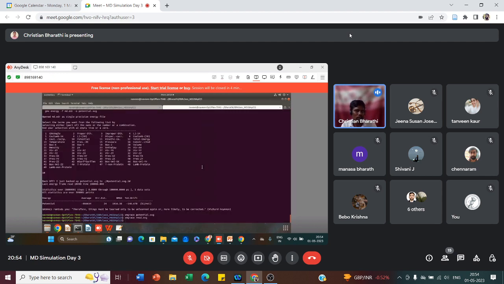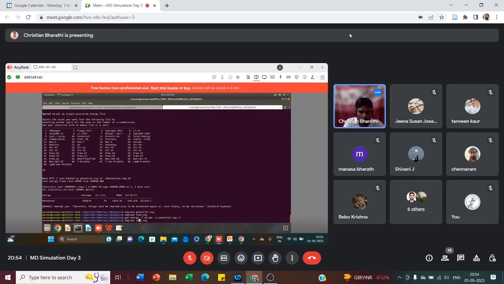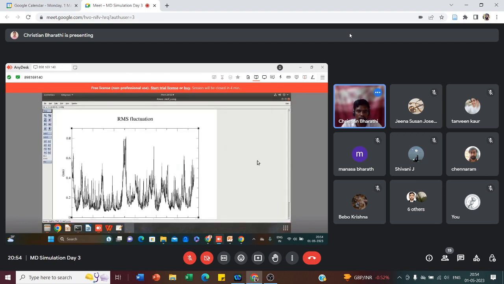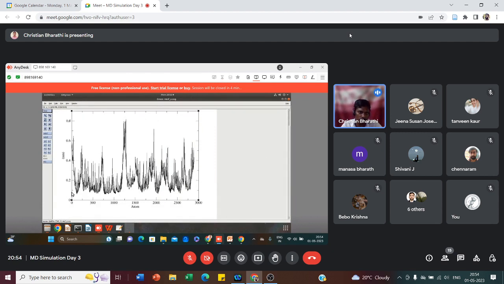So RMSD will change based on the structural changes and the interatomic or intra-atomic interactions. So if you have more than one molecule, it may change according to the interaction. So this is atom RMSF. Okay, the protein contains nearly 3,000 atoms. So each and every atom's fluctuation is shown here.